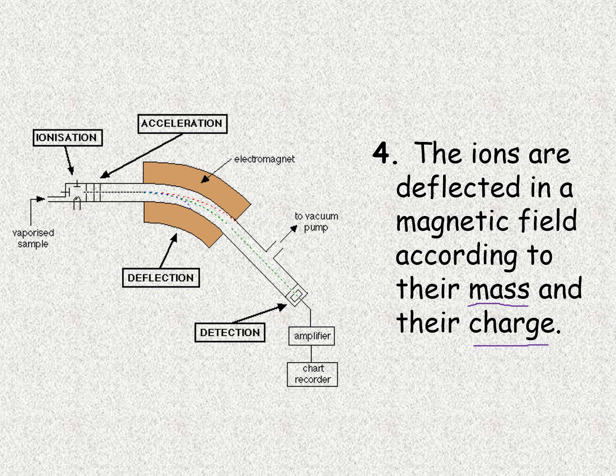So lighter ions get deflected more than heavier ions, and they're also deflected according to their charge. Now, to keep things simple at A level, we typically deal with +1 ions in the mass spec, and the amount of deflection depends on the mass per charge ratio, m per z, and you'll see this on a lot of the mass spectrums. And if the charge is just simply +1, then effectively what we're saying is the amount of deflection depends on the mass. And we can kind of ignore the charge, but it has to be a positive ion, otherwise it won't go through the mass spec.